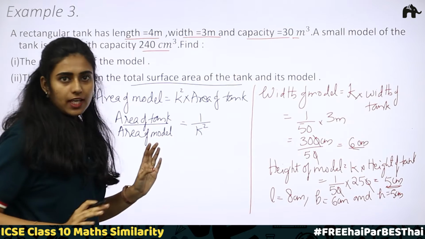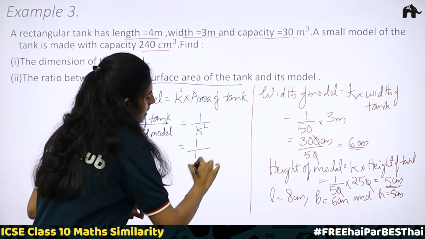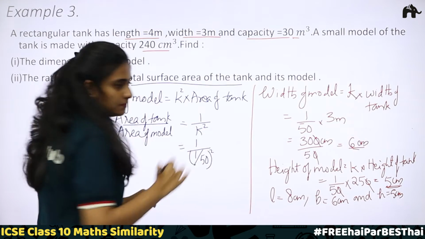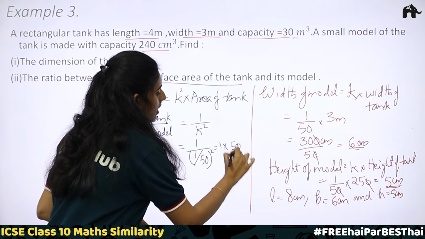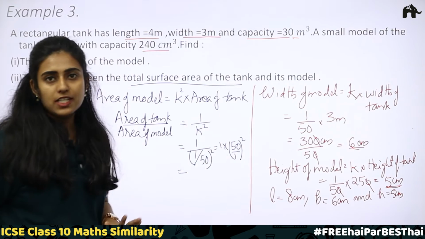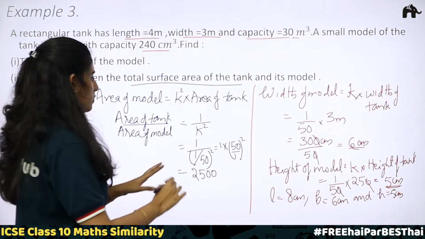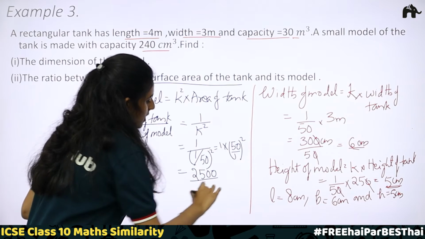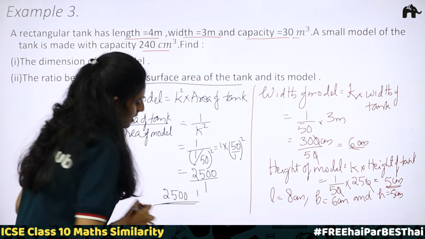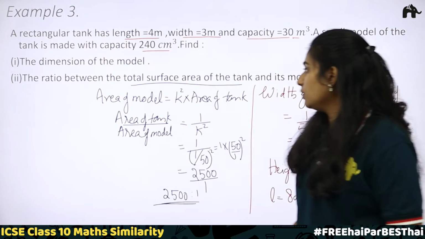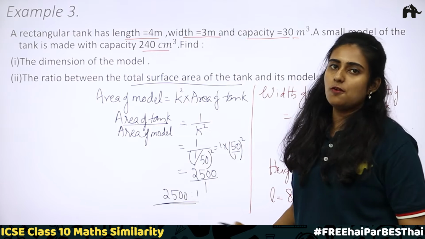Okay. We know the value of k. Yes. So, area of tank divided by area of model is equal to 1 by 50 whole square. Taking the reciprocal and multiplying, we get 1 into 50 by 1 whole square. What is 50 square? 50 square is equal to 2500. Okay. So we are getting 2500 and in the denominator we have 1. The ratio is 2500 is to 1. This is the required ratio. The ratio between the area of the tank and area of the model is equal to 2500 is to 1.